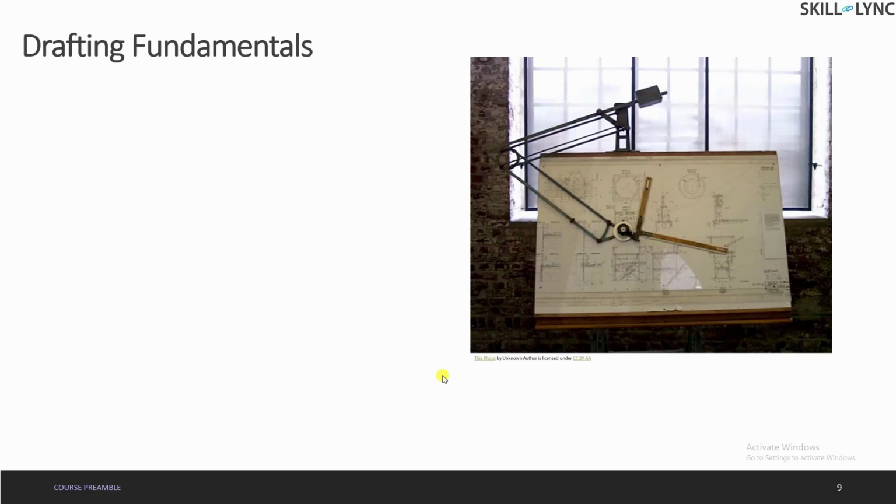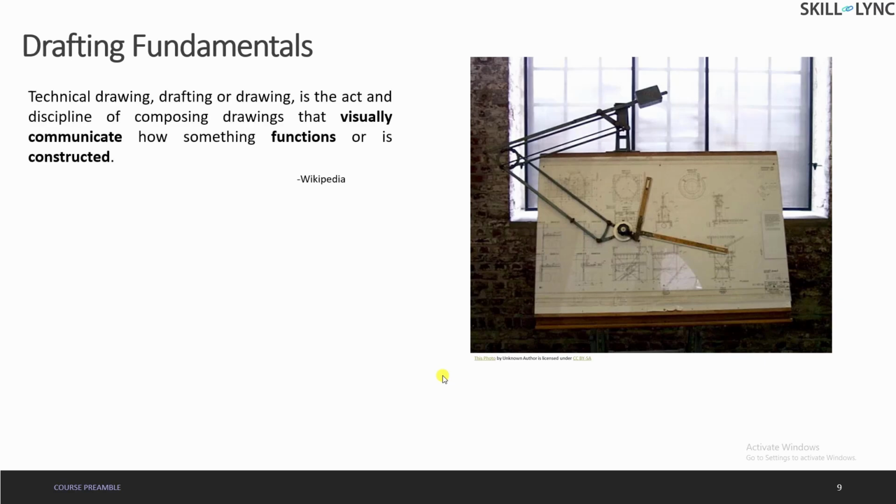Having understood what a technical drawing is, let's see what a technical drawing literally means. Wikipedia states that a technical drawing or drafting is the act and discipline of composing drawings that visually communicate how something functions or is constructed. Because if you can recollect, we were talking about the same. We were talking about how the designer conveys his idea through visual media, that is, through drawings. How does he convey that the drawing is intended to satisfy a function, or how it is manufactured or assembled? So that is the crux of a technical drawing.